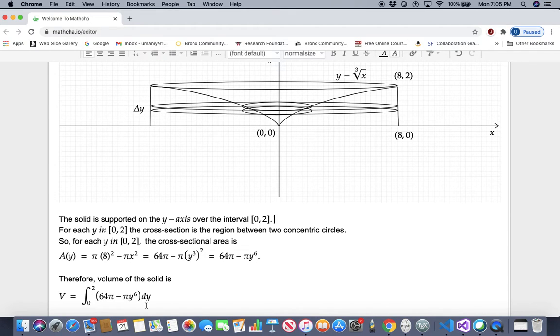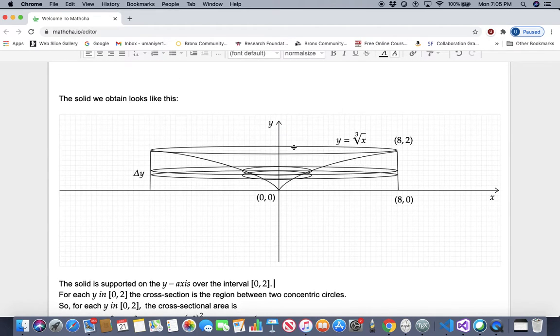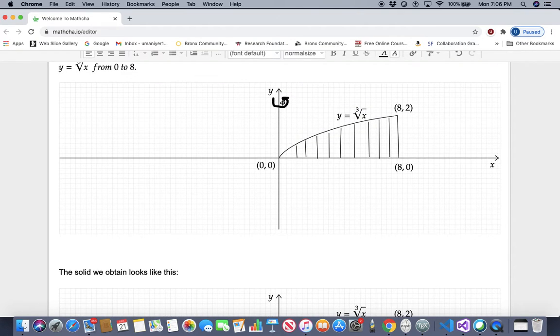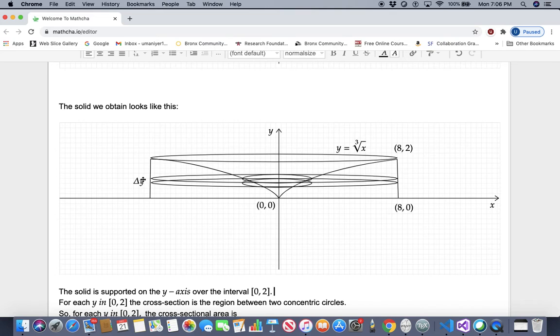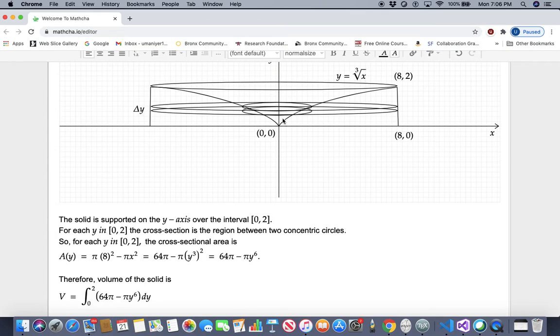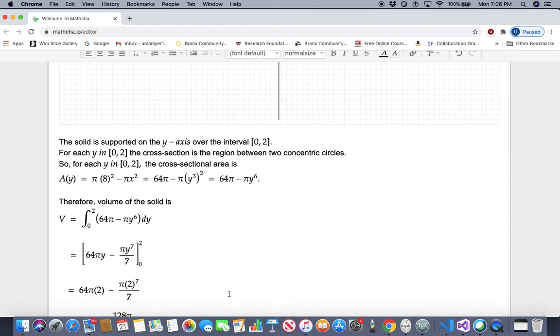Okay, so how did this come to be? Because remember, we are rotating about the y-axis, so you needed horizontal slices, which made sure that our integration went from 0 to 2 with respect to y. All right. So now the rest is straightforward.